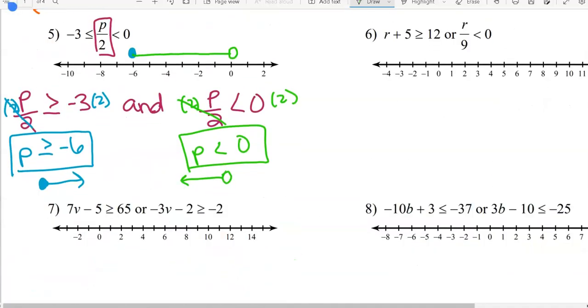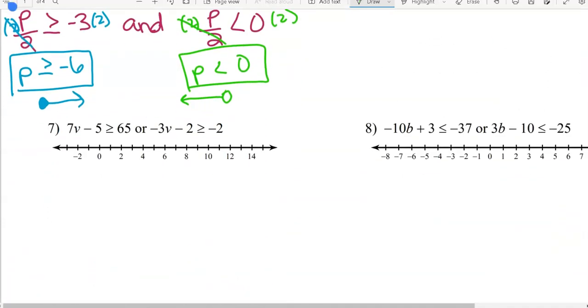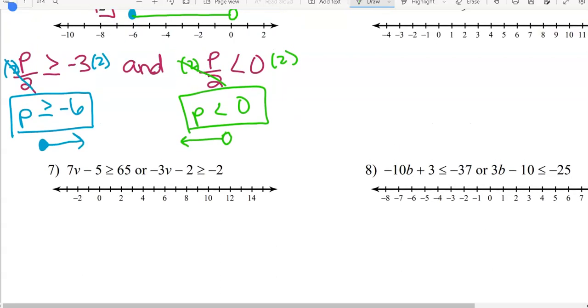All right, I'm going to move down here to number 7. 7v minus 5 is greater than or equal to 65, or 3v minus 2 is greater than or equal to negative 2. Yep. Are these going to overlap each other, or are they going to go opposite directions? They're going to go opposite directions. Good.